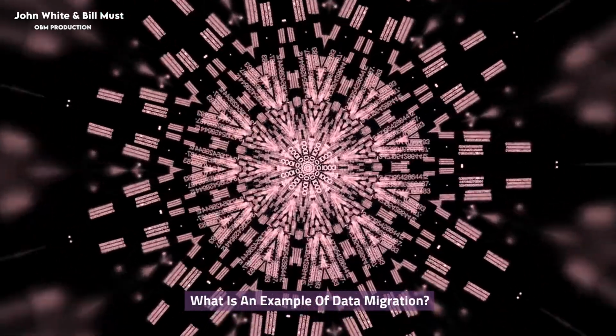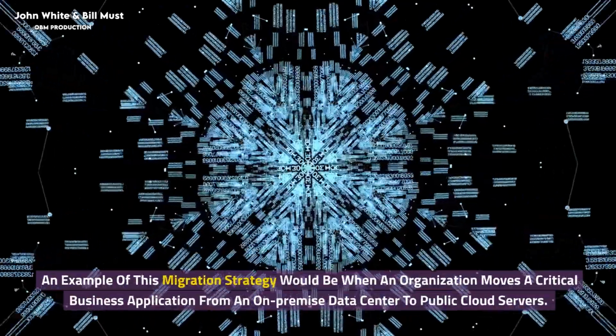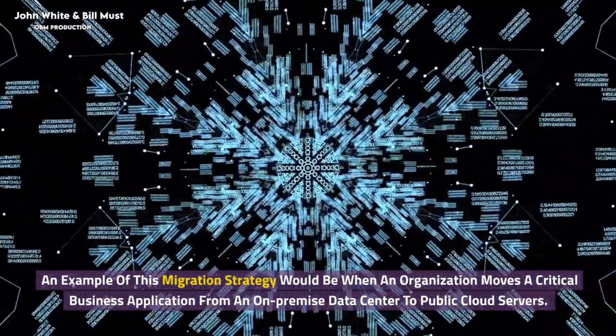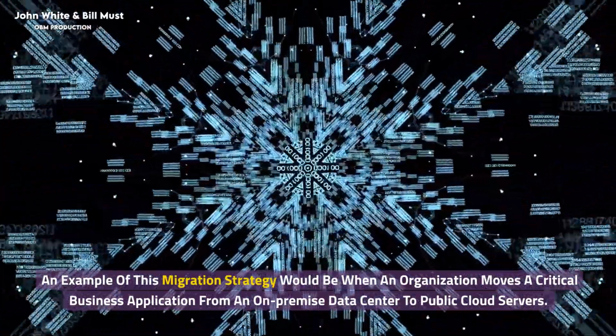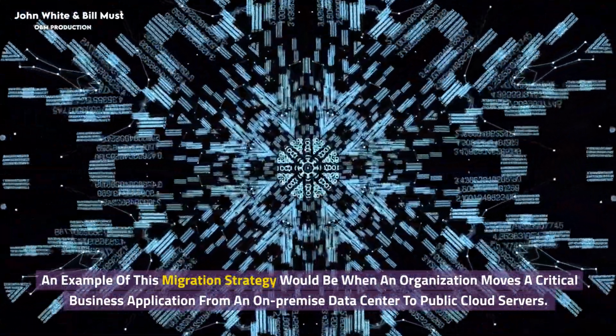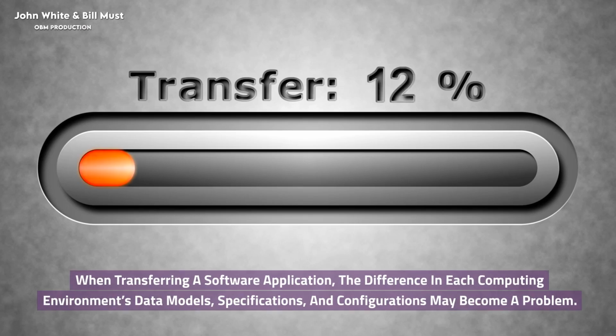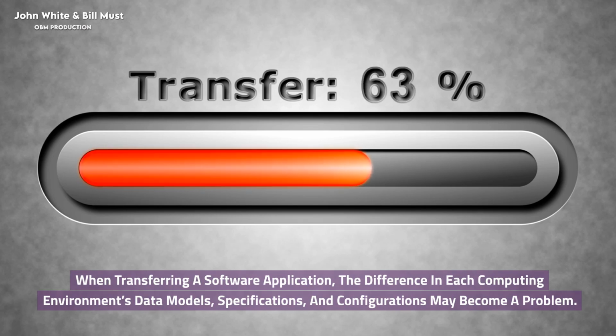What is an example of data migration? An example of this migration strategy would be when an organization moves a critical business application from an on-premise data center to public cloud servers. When transferring a software application, the difference in each computing environment's data models, specifications, and configurations may become a problem.